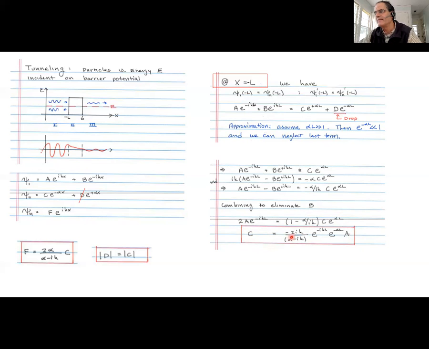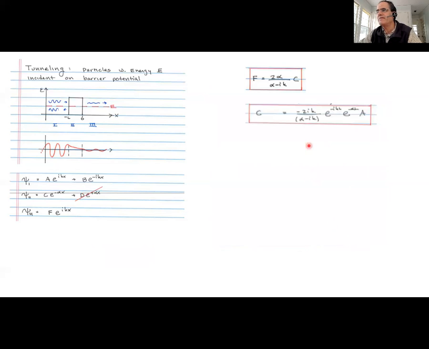So C then is equal to minus 2ik over quantity alpha minus ik times e to the minus ikL times e to the minus alpha L times A. It's kind of a mouthful, but we have an expression now for C in terms of A. So all we need to do now is to put these two expressions together to get an expression for F in terms of A. And that's what we can use to calculate the tunneling probability. So let's go ahead and do that, okay?